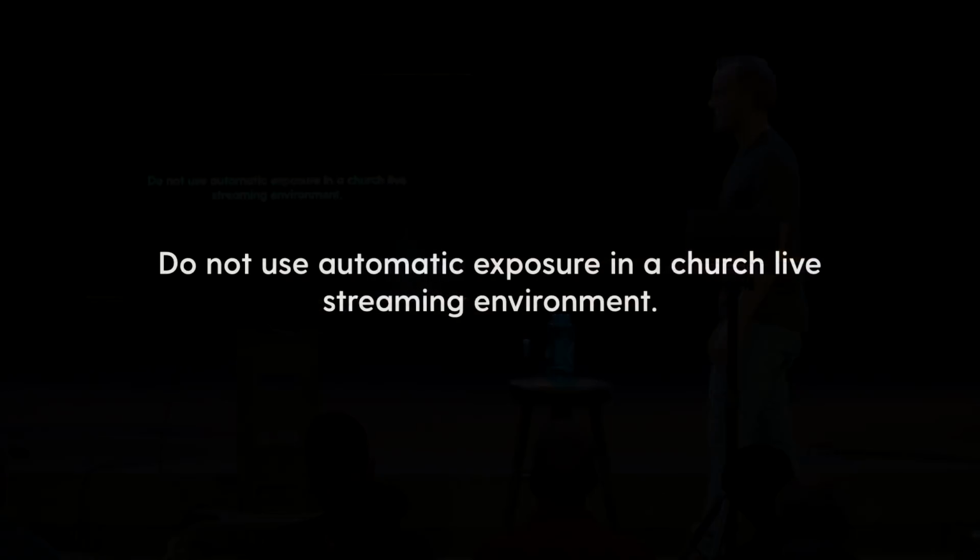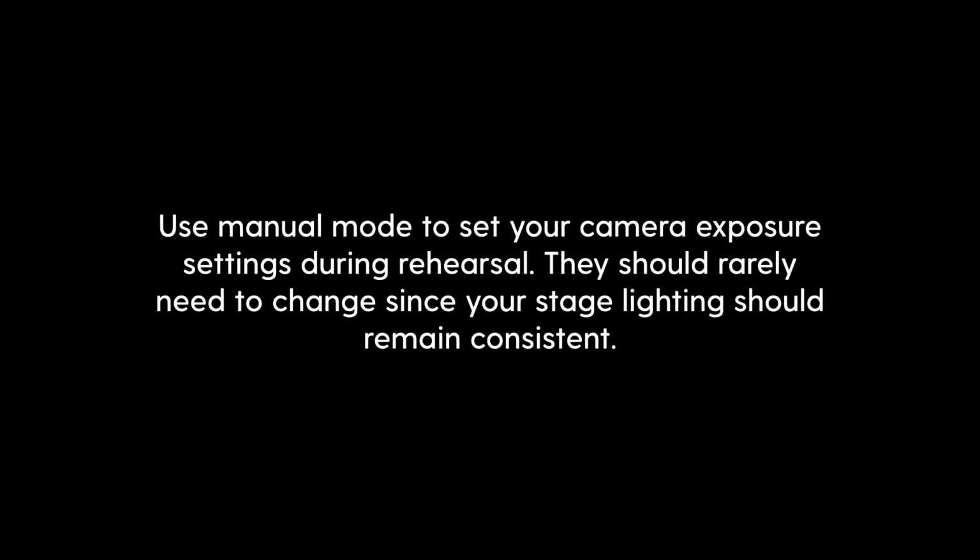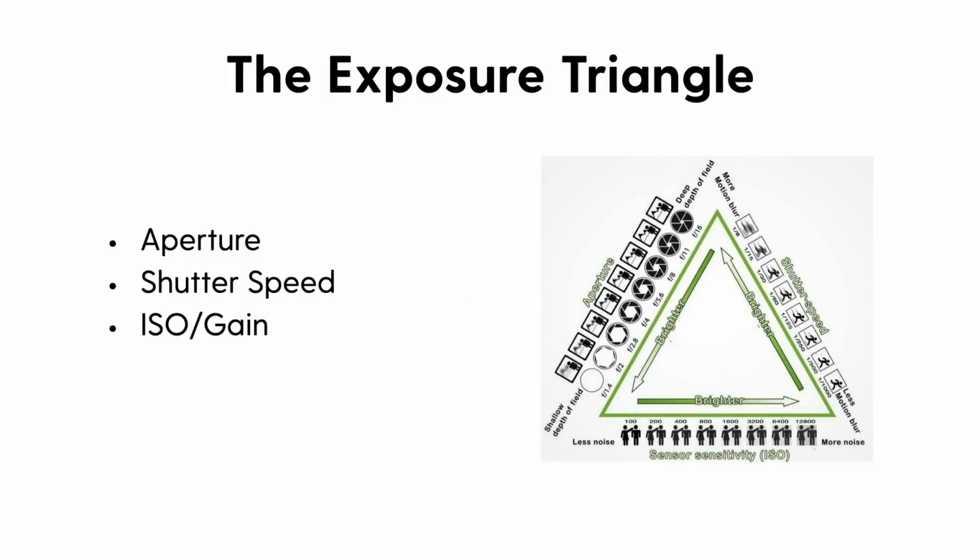Don't use automatic exposure in a church live streaming environment, so don't just put it on auto. It's going to do a lot of different things as lighting changes. Use manual mode to set your camera exposure during rehearsal or whenever you can beforehand. And exposure should really not have to change during the service, since your stage lighting, at least from a front lighting perspective, shouldn't be changing at all throughout the service. So make sure you're working with your lighting designer to make sure you agree on that.